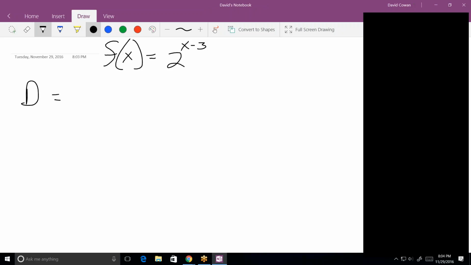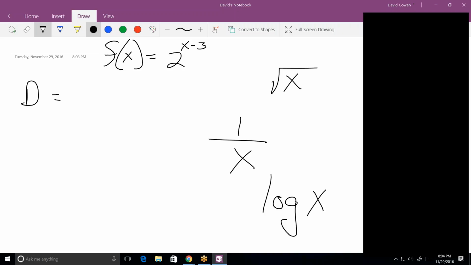Remember how to think about domain. What can x not be? In other words, you start off with the domain being all real numbers, minus infinity to plus infinity. And then you start restricting it based on the context. If I have 1 over x, it can't be 0. If I have the square root of x, it's got to be greater than or equal to 0. If I have the log of x, it's got to be greater than 0.